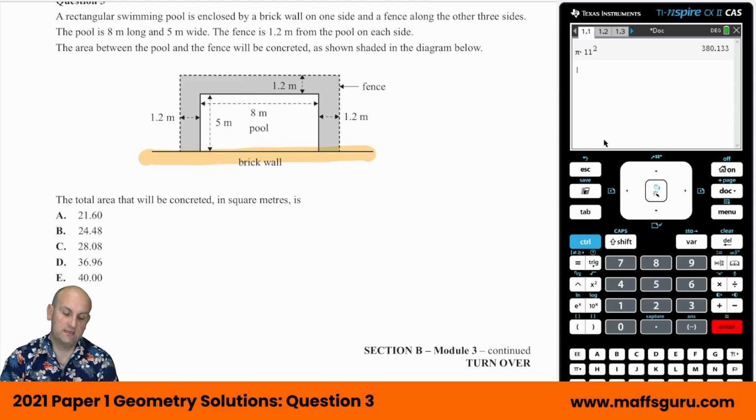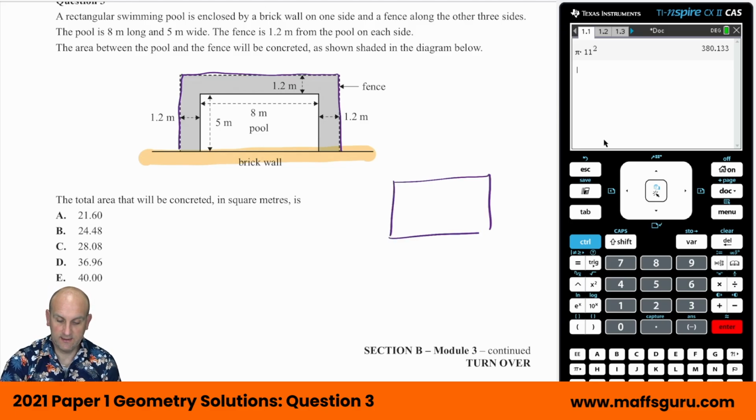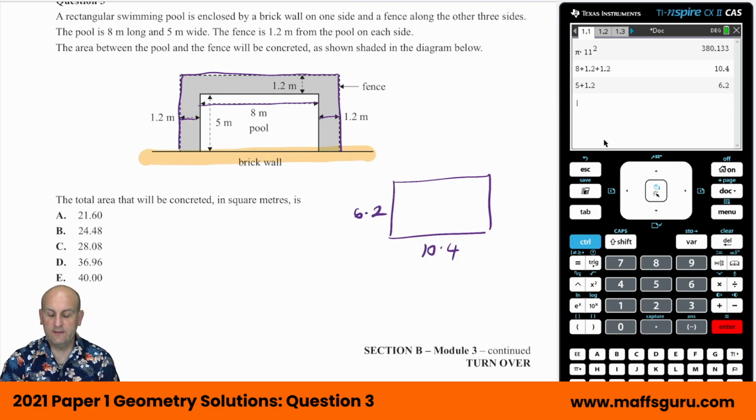So first things first, what I'm actually going to do is find the area of the large outside, what am I going to call that? The outside square, all right? Or rectangle actually, to make that correct. We know that the inside pool is 8 meters, but I've got to add on 1.2 and 1.2. So 8 plus 1.2 plus 1.2. Again, I'm doing this so I don't make any silly calculation errors, right? That's 10.4. The height of the pool is 5, but I'm only adding on one of those 1.2s. Oops, 6.2. All right, and I think that was the trick of the question.